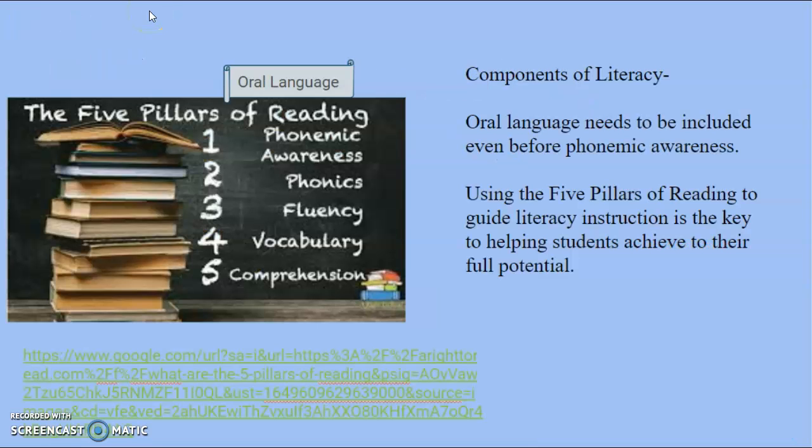Components of literacy start with oral language. It needs to be included even before phonemic awareness. So if you're using the 5 pillars of reading, which are phonemic awareness, phonics, fluency, vocabulary, and comprehension, you do need to make sure that there's a solid oral language developed in your students first.